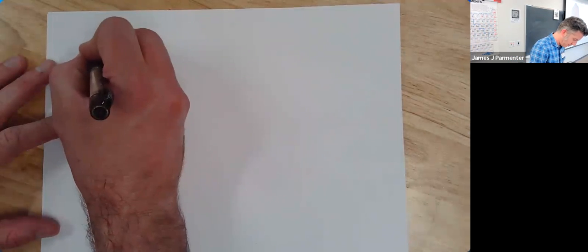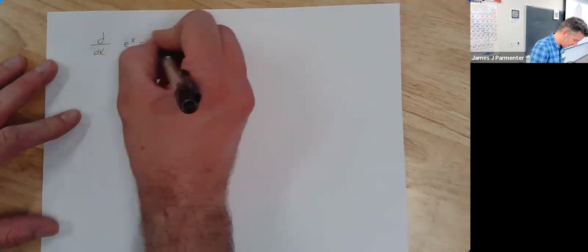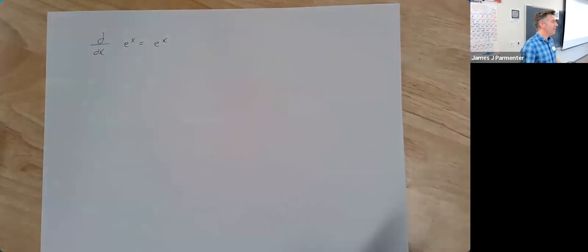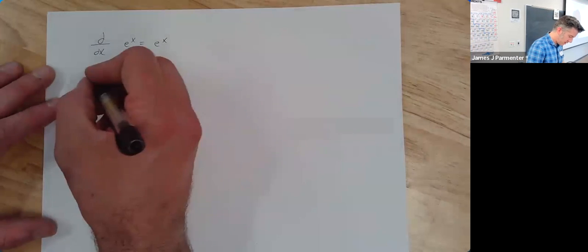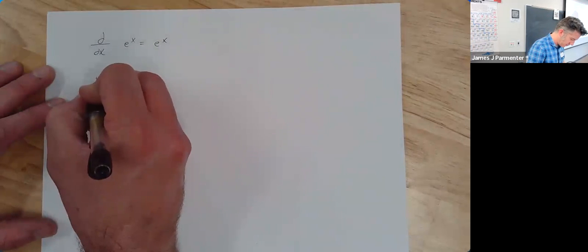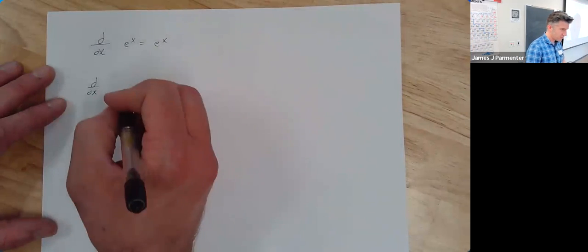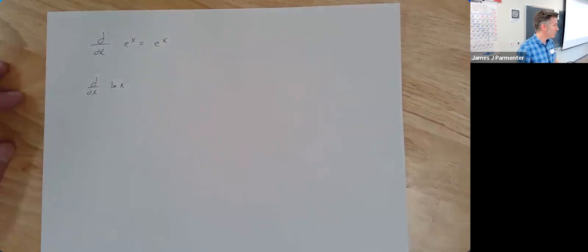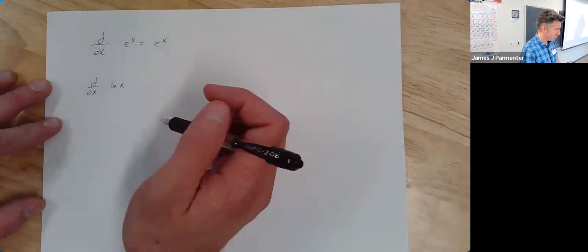We definitely have the derivative of e to the x is e to the x. And so you can kind of get one from the other. What do I mean by this? Well, what if I want to take the derivative of the natural log of x? I could do it like this here.